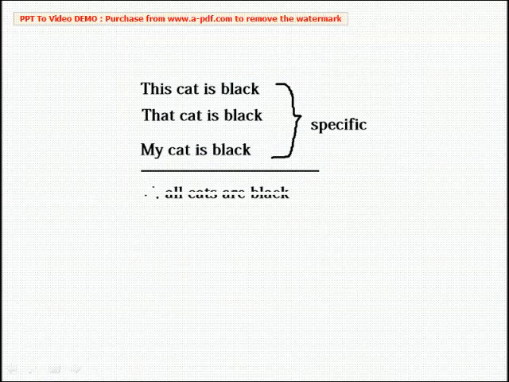Example: this cat is black, that cat is black, my cat is black. These are all specific statements. From here, you can conclude that all cats are black, which is a generalization.